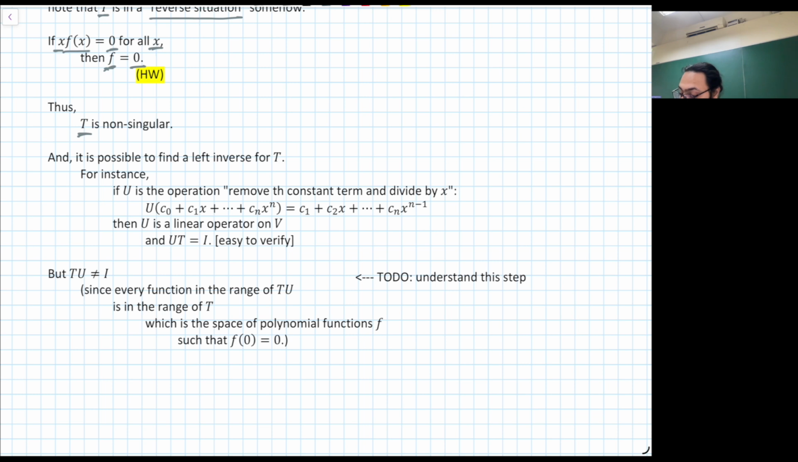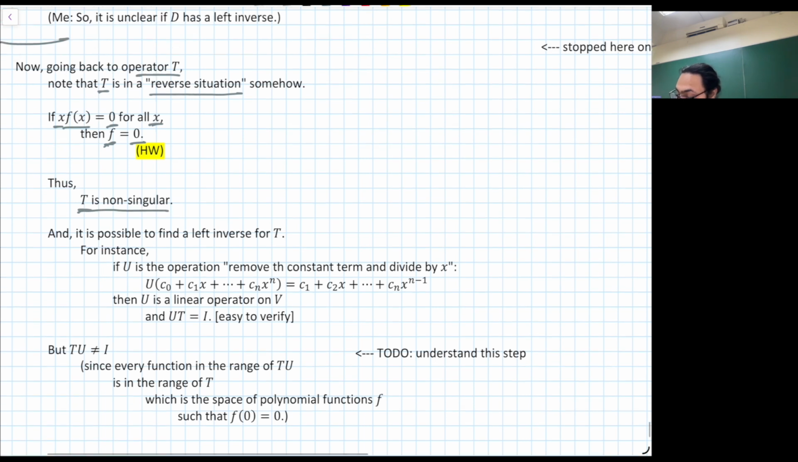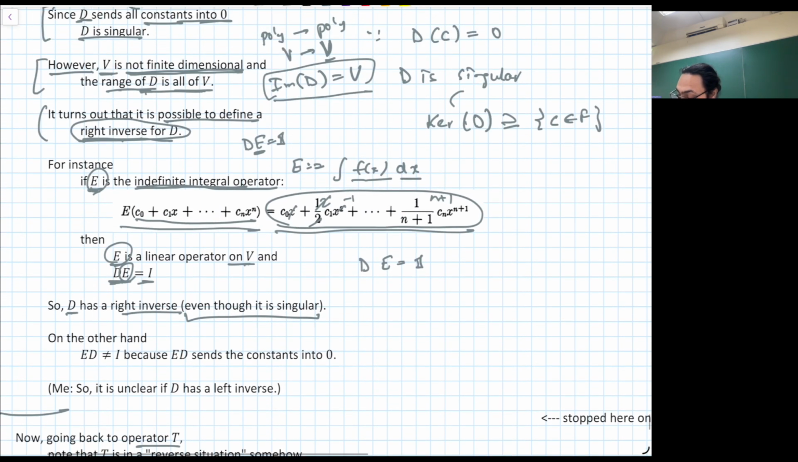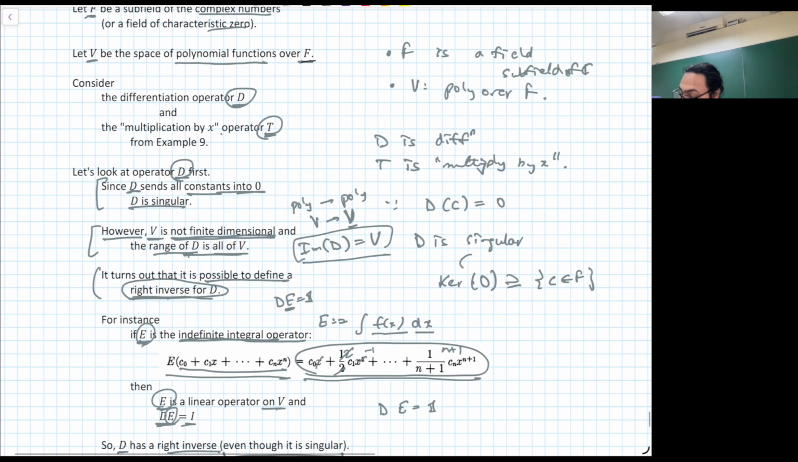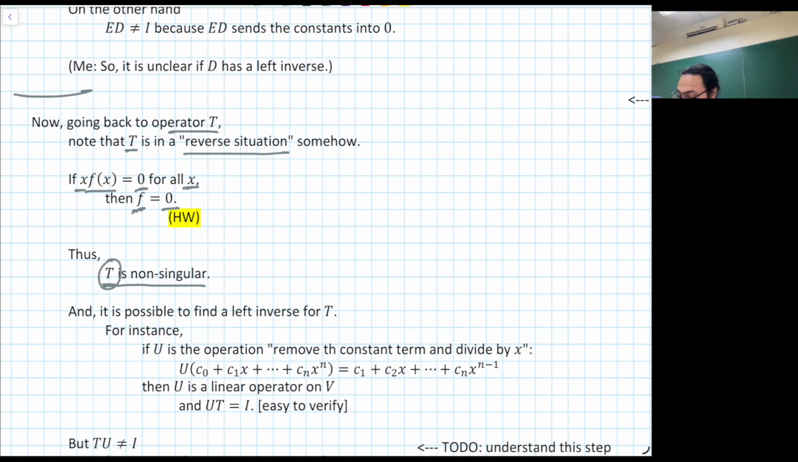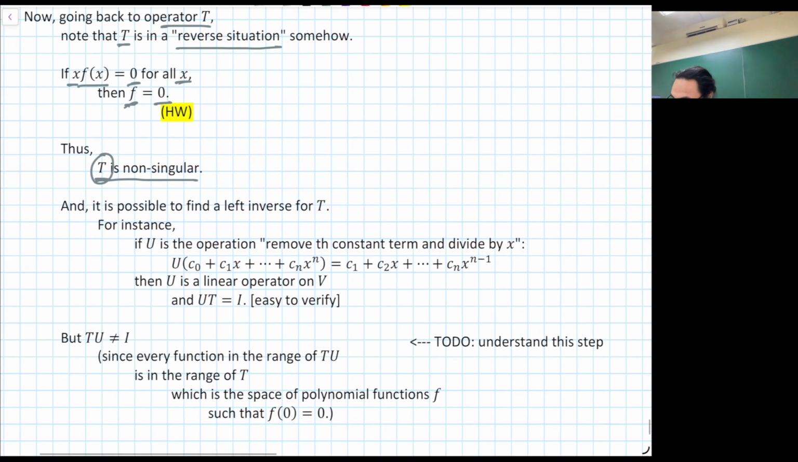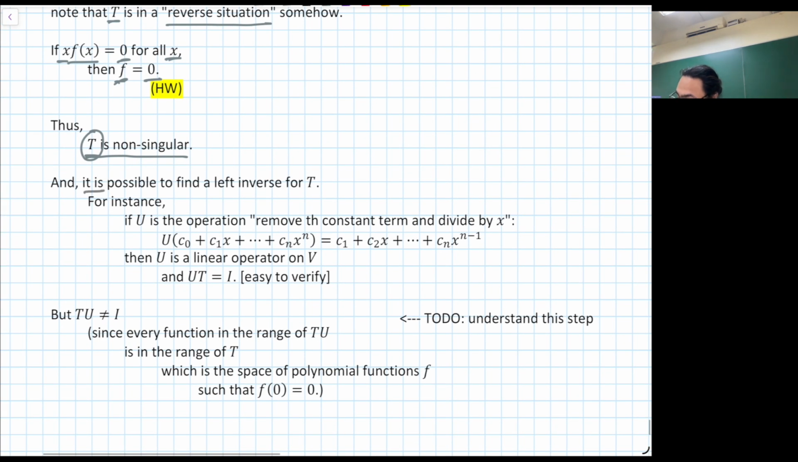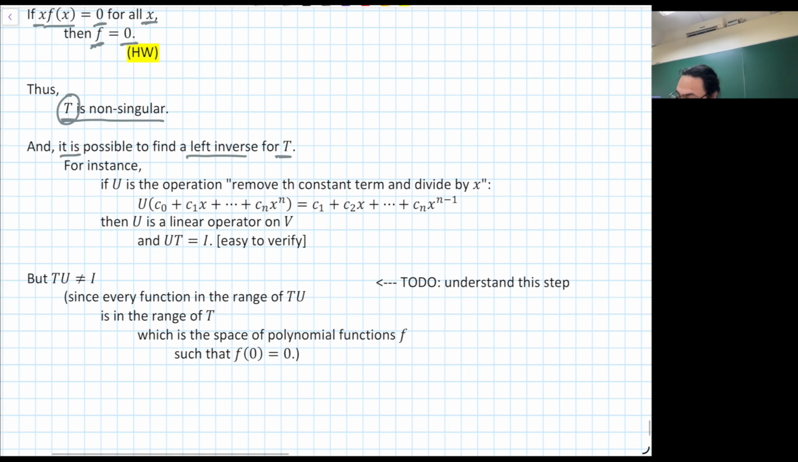So therefore, T is non-singular. So T, remember, was what? It was the operation where you multiply by x. So this was the definition of T. And what this is telling us is that the only way that T is going to give you 0 is if the function itself is 0, right? So what that means is that the kernel has only the 0 element. So the kernel is trivial, essentially. And it is possible to find a left inverse for T. So it's non-singular, and therefore we can find the left inverse.